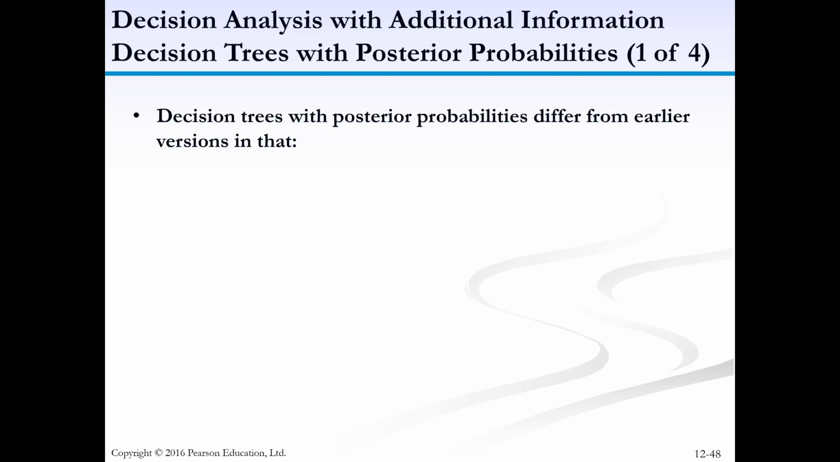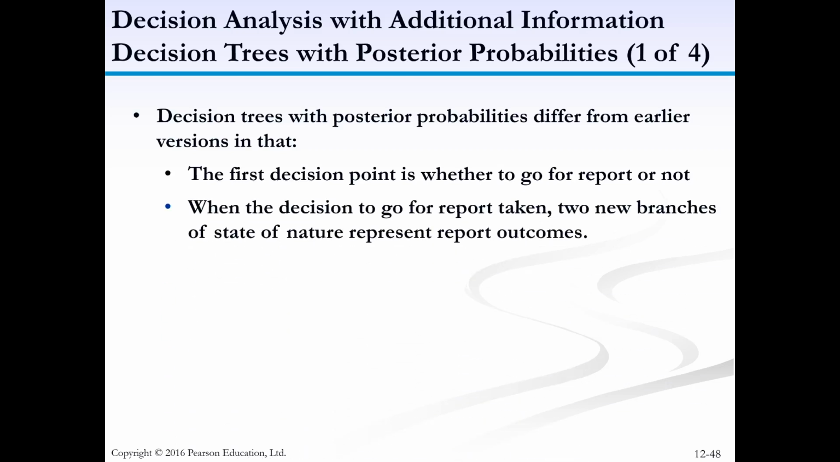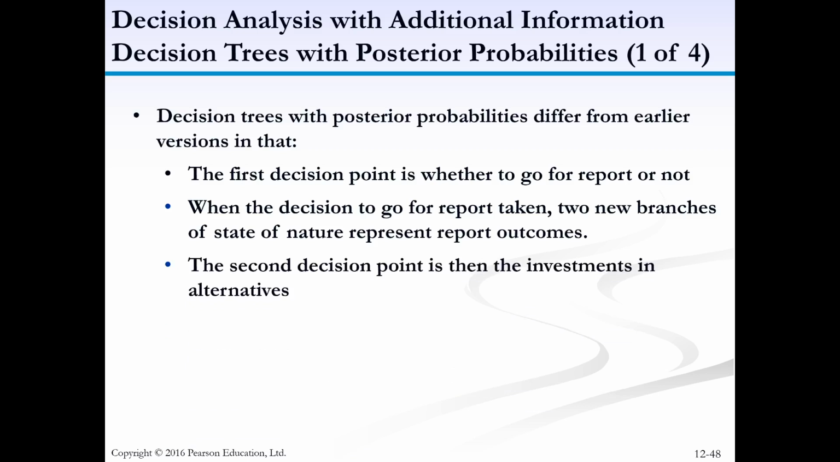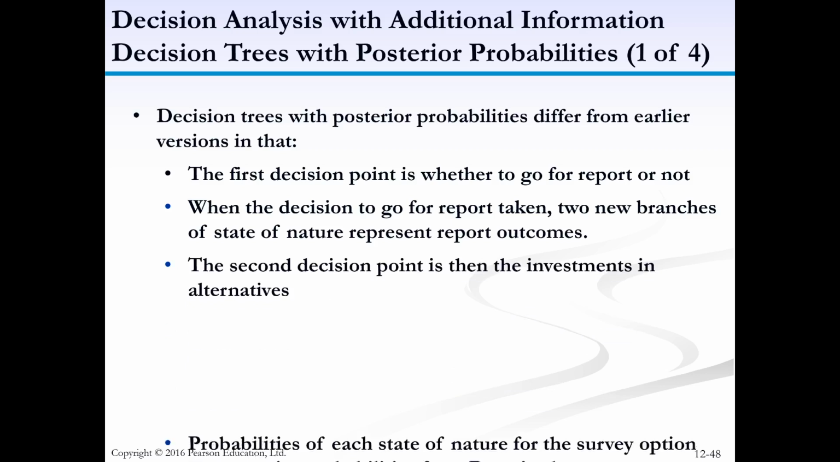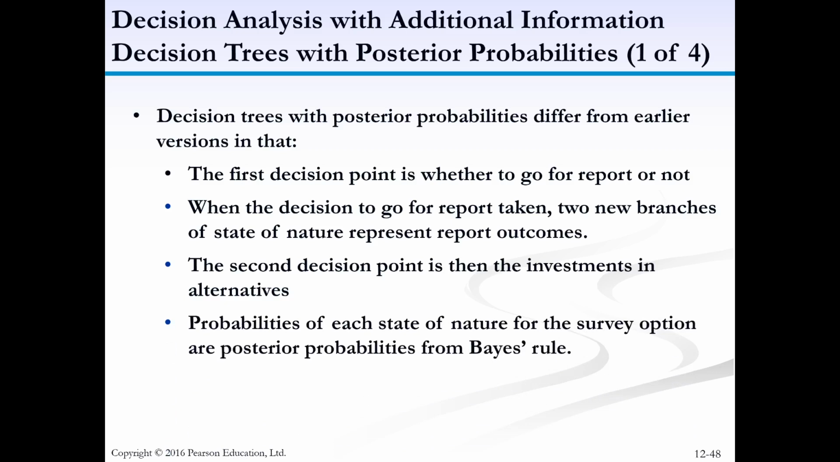Decision analysis with additional information: decision tree with posterior probabilities. Now, decision trees with posterior probabilities differ from earlier versions in that the first decision point is whether to go for report or not, and when the decision to go for report is taken, two new branches of state of nature represent report outcomes, and the second decision point is then the investment in alternatives. Probabilities of each state of nature for the survey option are posterior probabilities from Bayes' rule, and we assume that the report is not free and has cost us $1,000.